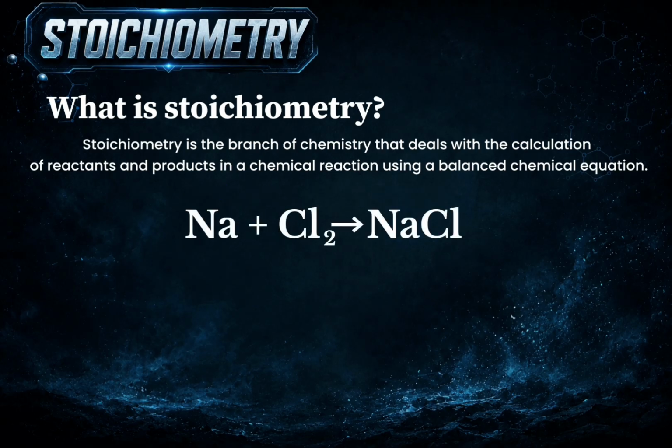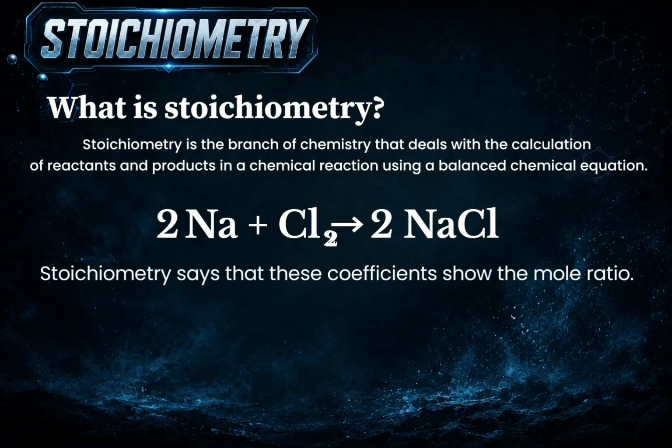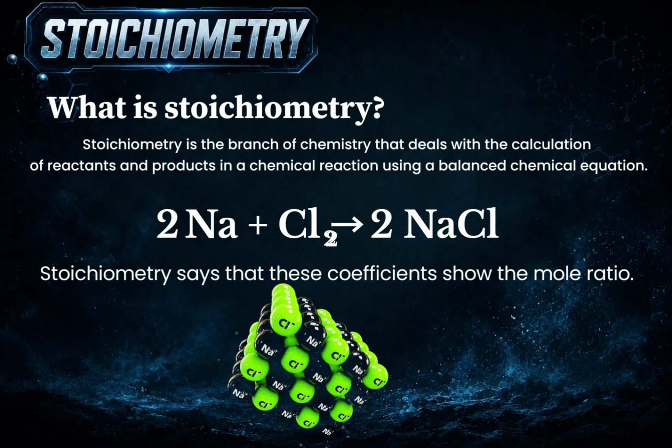Sodium plus chlorine gives sodium chloride. This equation is not balanced. Now, this equation is balanced. See the coefficients. Sodium has 2, chlorine has 1, sodium chloride has 2. Stoichiometry says that these coefficients show the mole ratio.